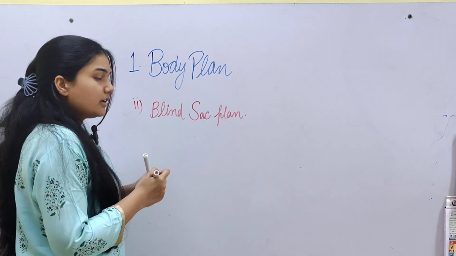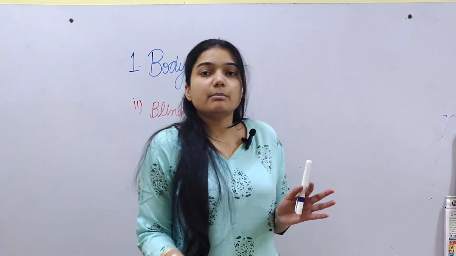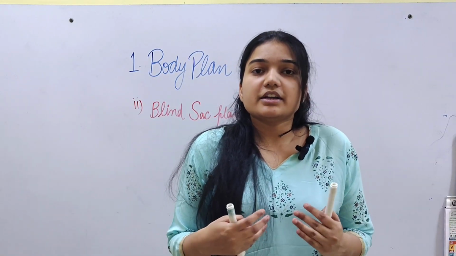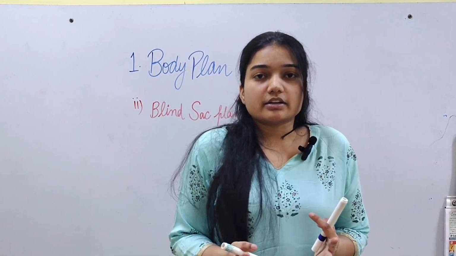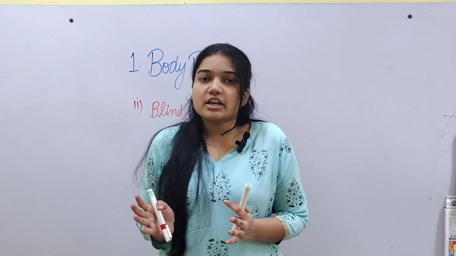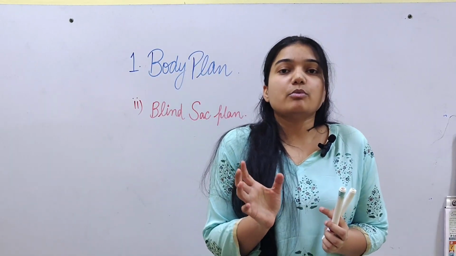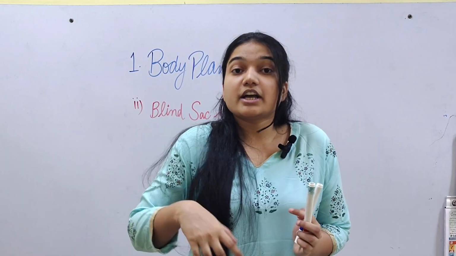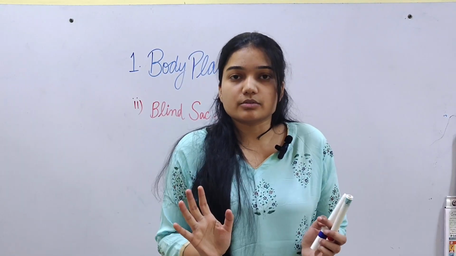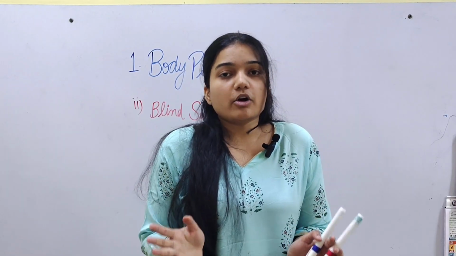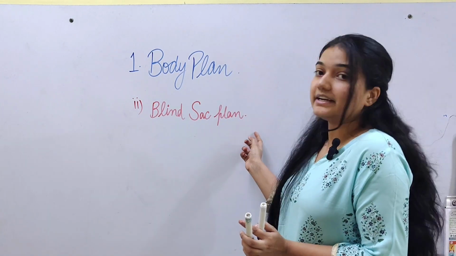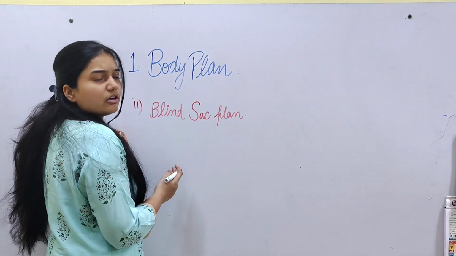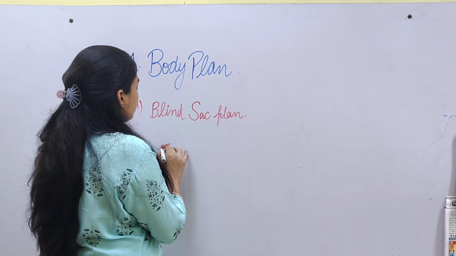In this plan, the animals are multicellular, and they make a tissue or organ level body plan. It means those animals which have only a single pore for the intake and the removal of food, only a simple pore. This kind of body plan is called the blind sac plan. An example of the blind sac plan is Platyhelminthes.